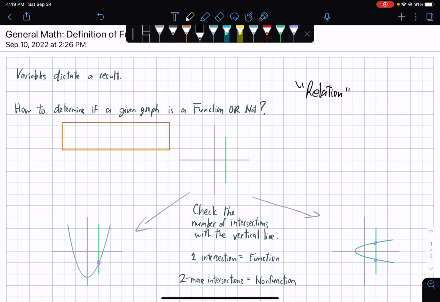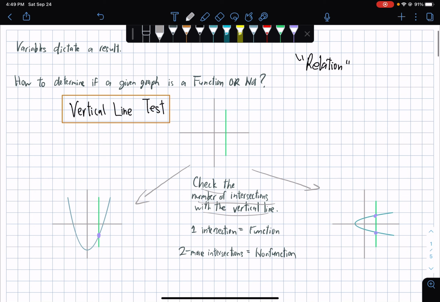So, what's our solution? This is called the vertical line test. So basically, for this test, we check the number of intersections with a vertical line. So here in our usual Cartesian plane, anywhere in the x-axis actually, we could place a vertical line. And what do we do with the vertical line?